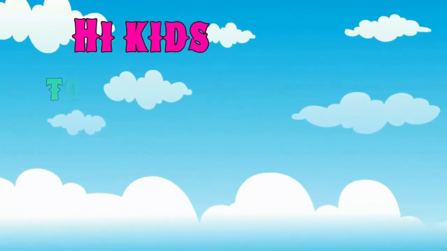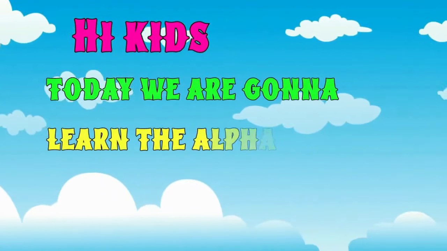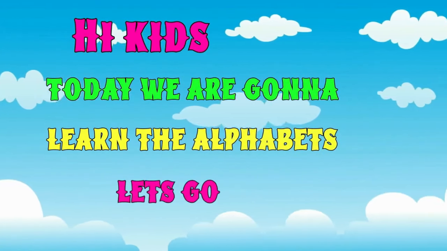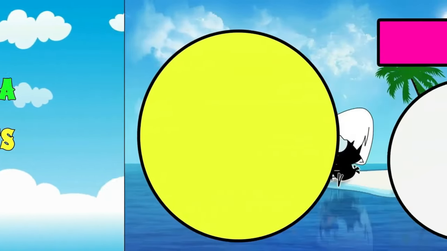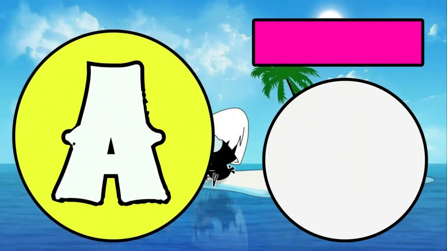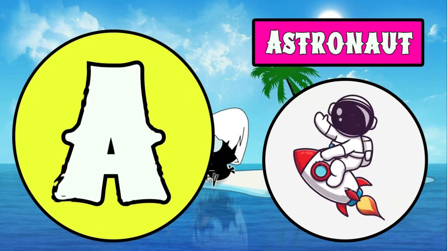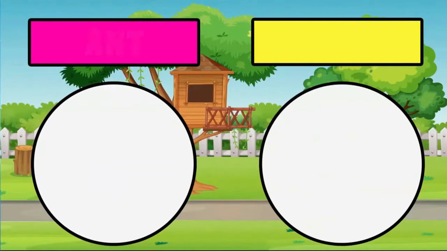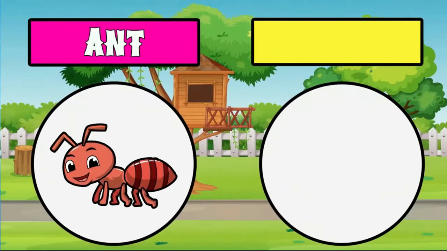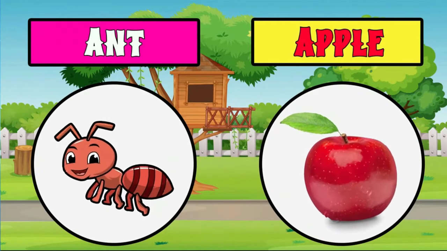Kids, today we are gonna learn the alphabets. Let's go! A is for astronaut. Ant. Apple.